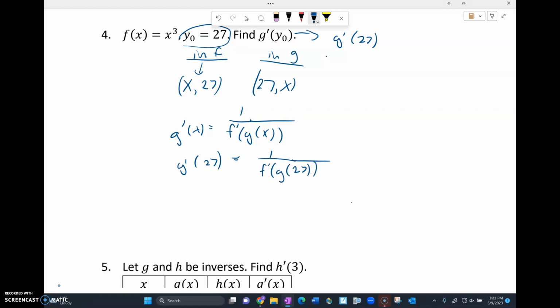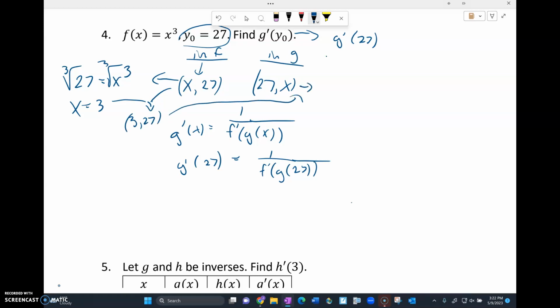Right, so as we're looking at this, what we need to do is find out what g of 27 is. If we look back here, I know that in f, 27 equals x cubed, so I can solve for the x value. I can take the cube root of both sides and get x equals 3. So the coordinate pair in f is 3 comma 27. That means in g I have the point 27 comma 3. That's really helpful, because it means that when x is 27, the corresponding y value for g is going to be 3.